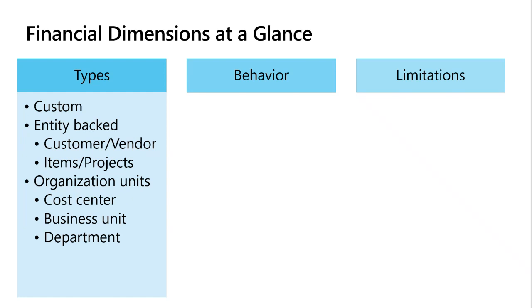The third and final type of financial dimensions are organization units. These are a special type of entity-backed dimension that have additional functionality available in the organization administration and organization hierarchies. Examples of organization units include cost centers, business units, and departments.